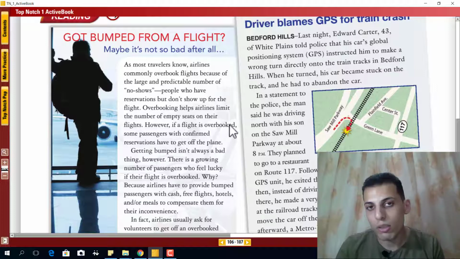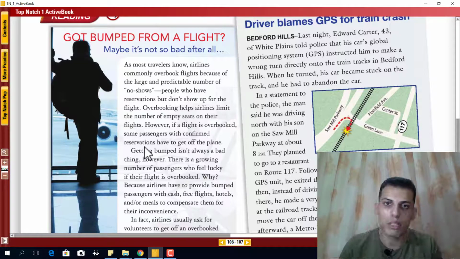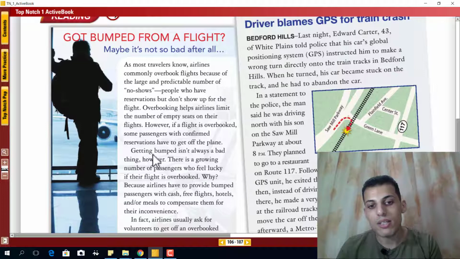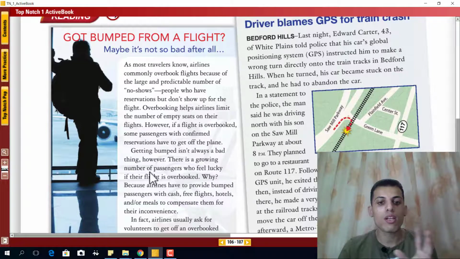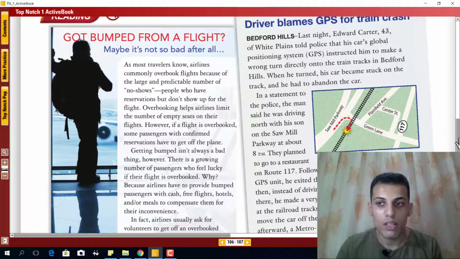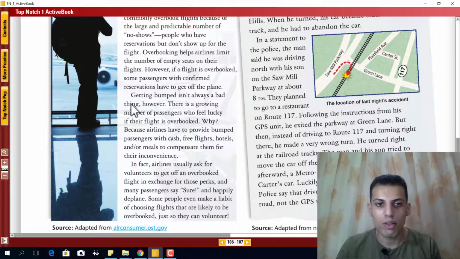However, if a flight is overbooked, what happens then? Some passengers with confirmed reservations, passengers who already booked and came and want to travel, have to get off the plane. Okay, getting bumped isn't always a bad thing. So it's not really a bad thing. However, there's a growing number of passengers who feel lucky if their flight is overbooked.